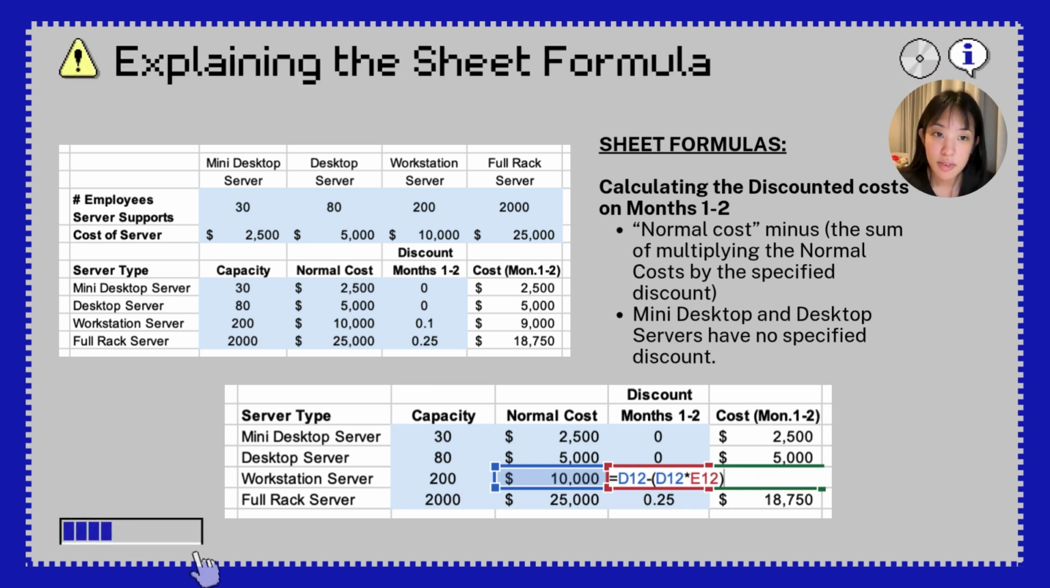As for the formulas found within the sheet cells, we first calculated the potential discounts to be availed in months 1 to 2 for the workstation server, the 10% discount, and the full rack server, the 25% discount. For the first 2 months' discounts for the workstation and full rack server, we calculated this by inputting the formula: normal cost minus the product of the normal cost and the specified discount. Shown here is an example of the formula used in these cells. The mini and desktop servers get no discount.